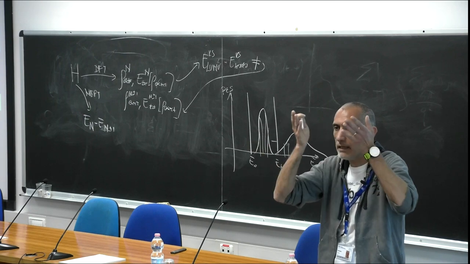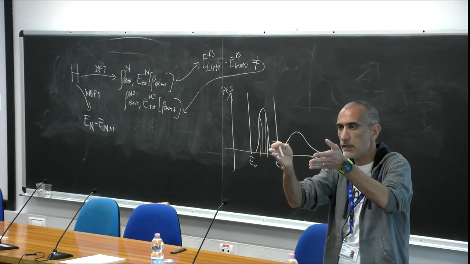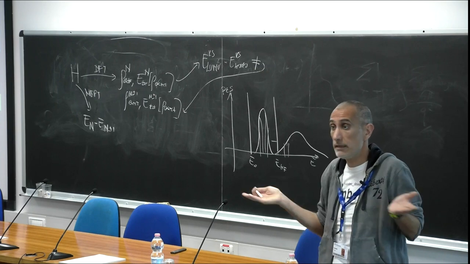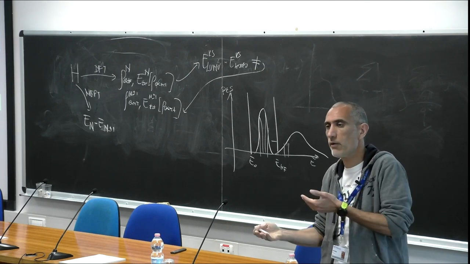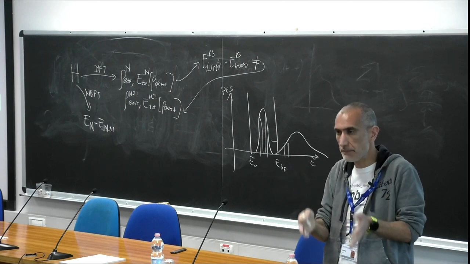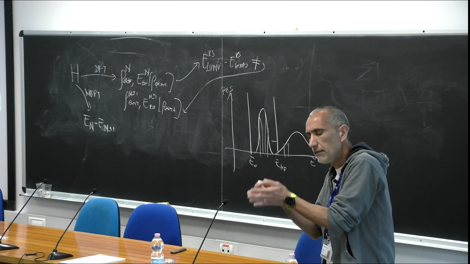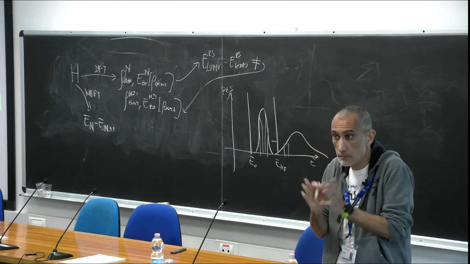If you prove to me that the exact potential is an analytic function of the density, then you're right, and the derivative discontinuity would be zero. But this has not been proved. Actually, it has been proved the other way around: the derivative of the exact potential is discontinuous in the number of electrons. This has been proved. There is a theorem.